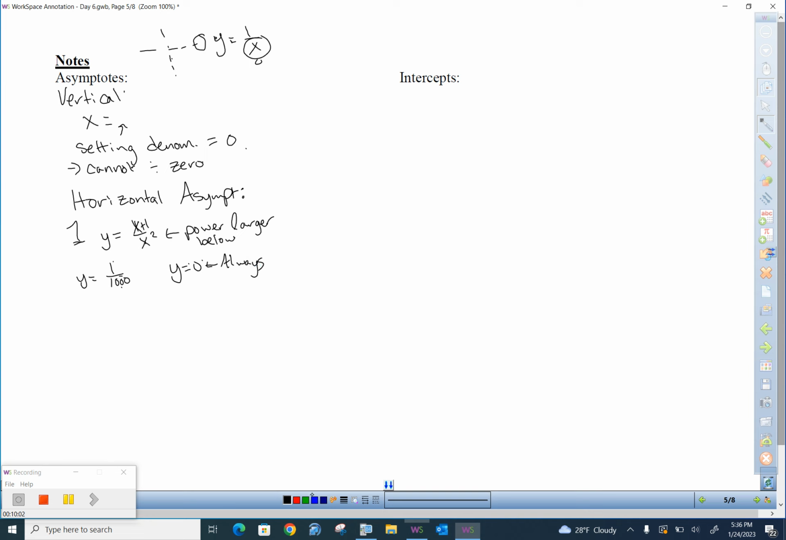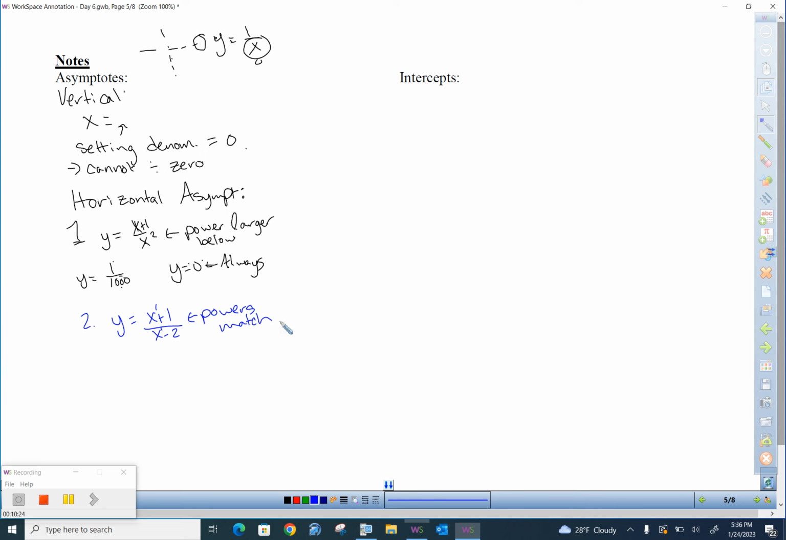Okay, that's option 1. The second option is when our powers actually match. So this one looks like maybe x plus 1 on the top, that's a line. Maybe x minus 2 on the bottom, that's also a line. Both of those have powers that are the same.